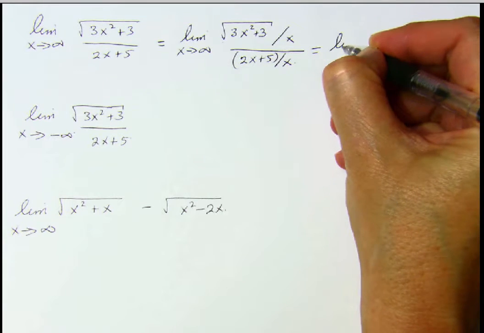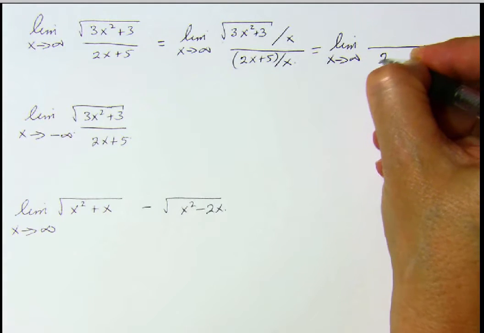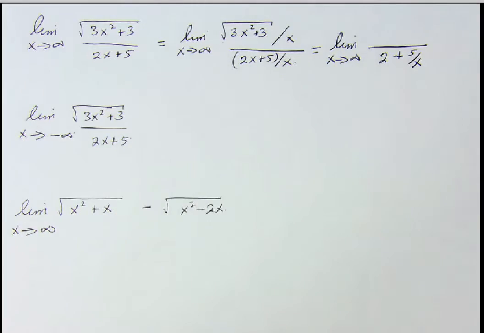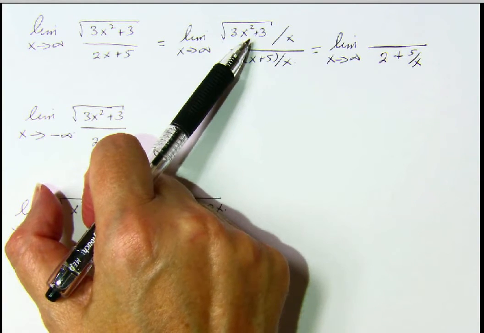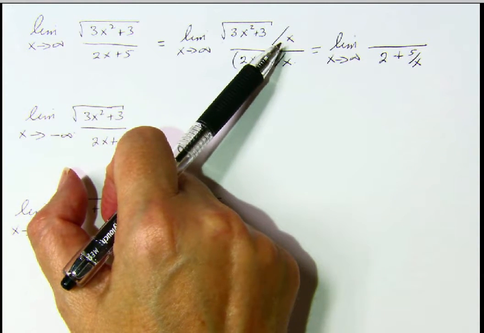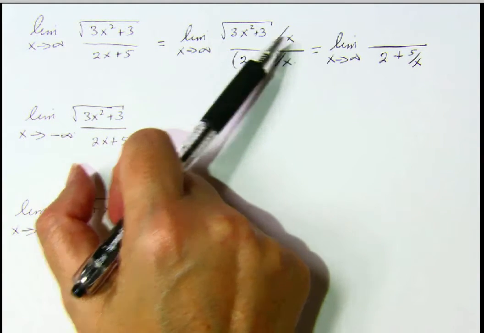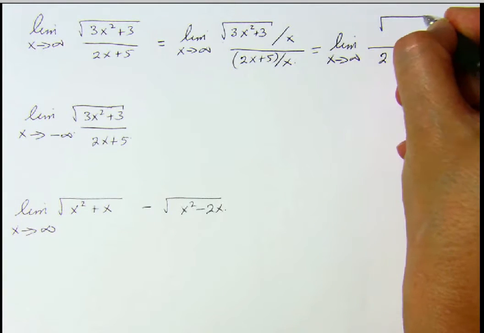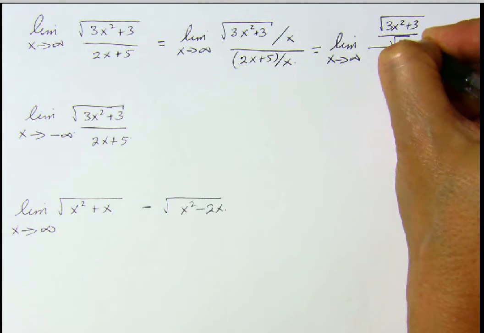This is the limit as x goes to infinity of 2x over x, which is just 2, plus 5 over x in the denominator. And now for the numerator, we want to bring this x under the square root sign. So we're going to write it as the square root of x squared, and since x is positive, x is equal to the square root of x squared. So the square root of x squared is always equal to the absolute value of x.